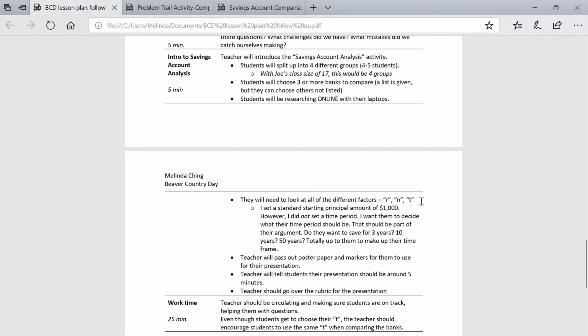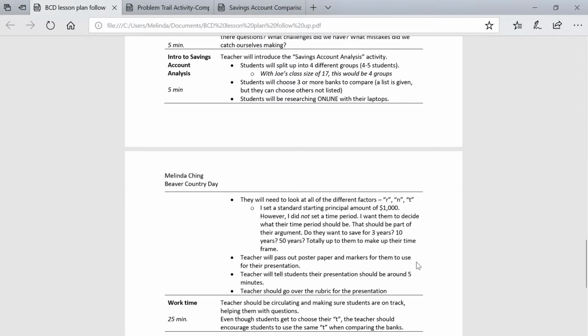I'm not setting any parameter except for the principal amount, because I do think it's important to have a principal amount, just to have some kind of standard within it. I did not set a time period. I want them to decide what their time period to be in order to make an argument for whatever they're trying to present. So do they want to save for 3 years? Do they want to save for 10 years, 50 years? It's totally up to them to make their own time frame.